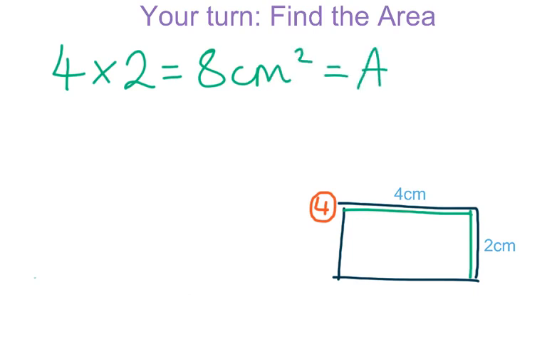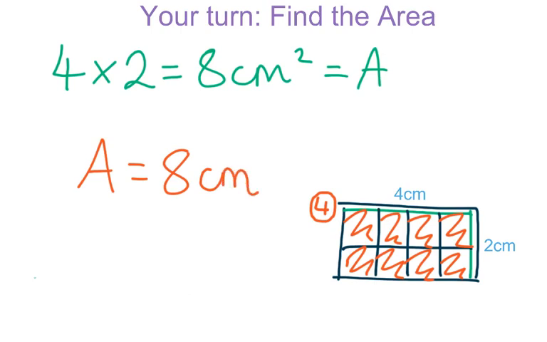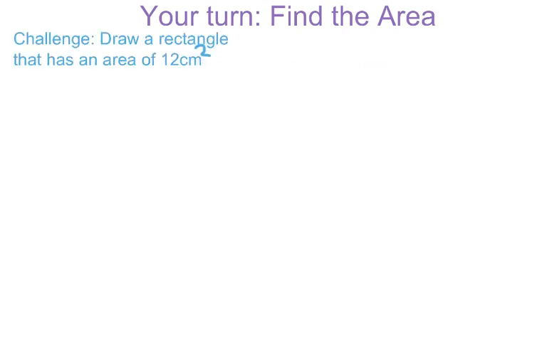If you weren't sure, if we've got 4 centimetres along the top, we could have split this into 4 centimetres and 2 centimetres here, and you could have counted if you wanted to. So 1, 2, 3, 4, 5, 6, 7, 8. So the area would have been the same either way. But this method with the multiplication is the one that we want you to start using. So well done for completing those questions.